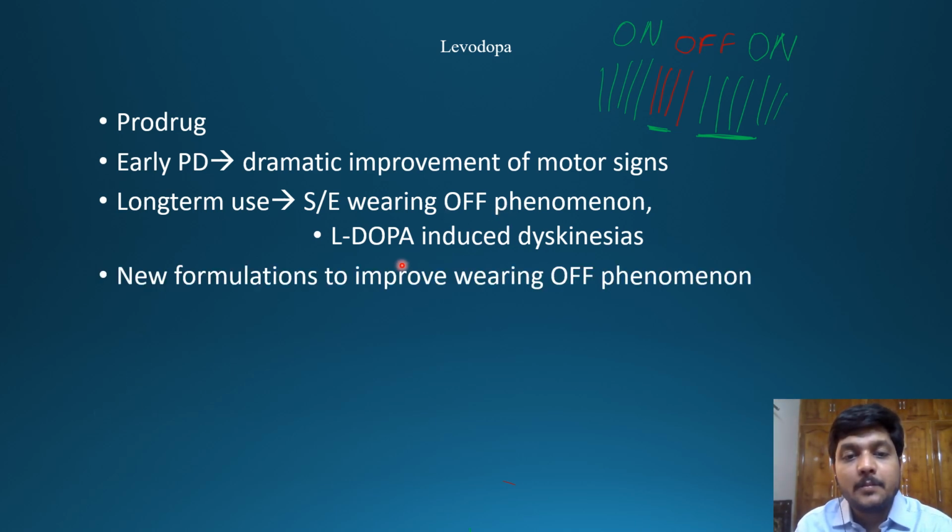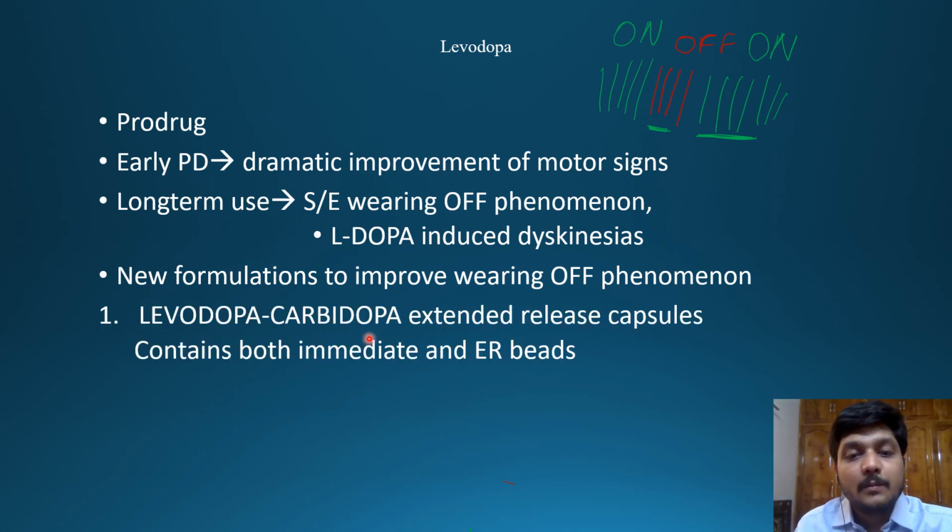New formulations to improve wearing off phenomenon. For this wearing off phenomenon, we tried many other drugs, but regarding levodopa, we tried some other types of formulations. First type is levodopa carbidopa extended release capsules. It means in a single capsule, we can see small minute beads. Of those beads, some will be immediate acting beads and some will be extended release type of beads, so that we can decrease the frequency and duration of this off phenomenon.